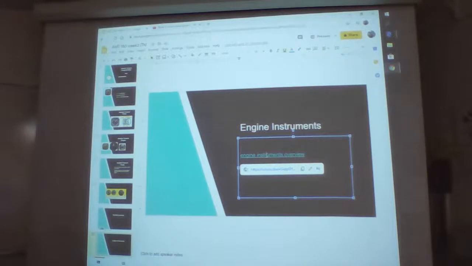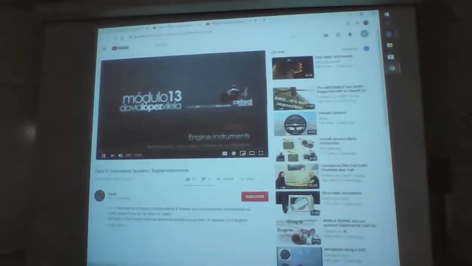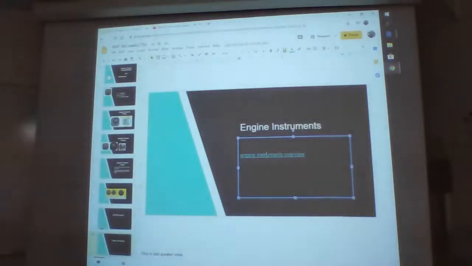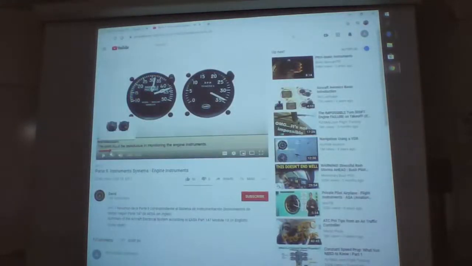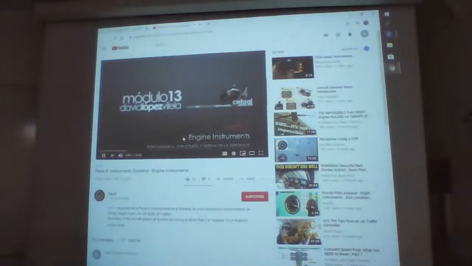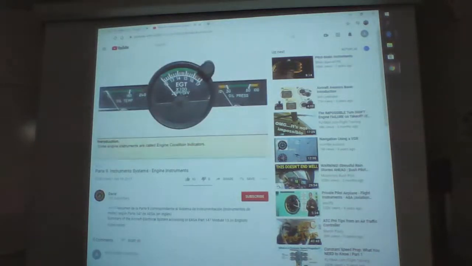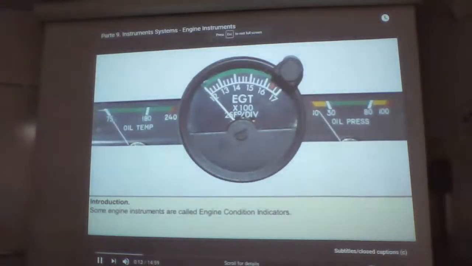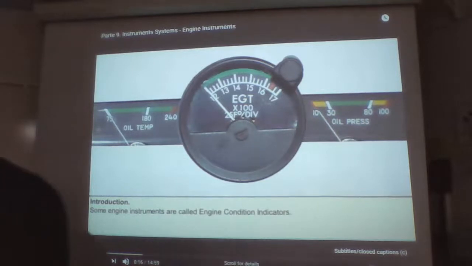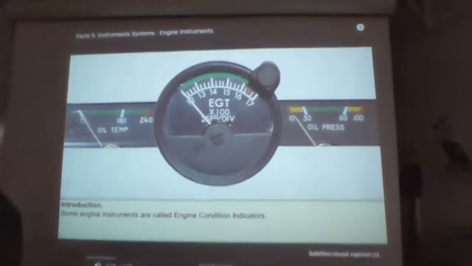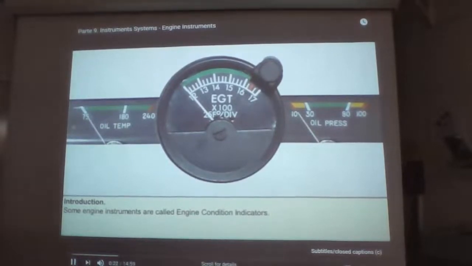Okay, let's try that again. The engine would not give long and efficient service, and faulty operation would be commonplace. It's thus essential that engine instruments are fitted to aircraft and that they function correctly. It would be very difficult to fly a modern light aircraft safely without its engine instruments. Some engine instruments are what are termed engine condition indicators. These include the oil pressure and oil temperature gauges and the exhaust gas temperature gauge. They literally show the actual condition of the engine.